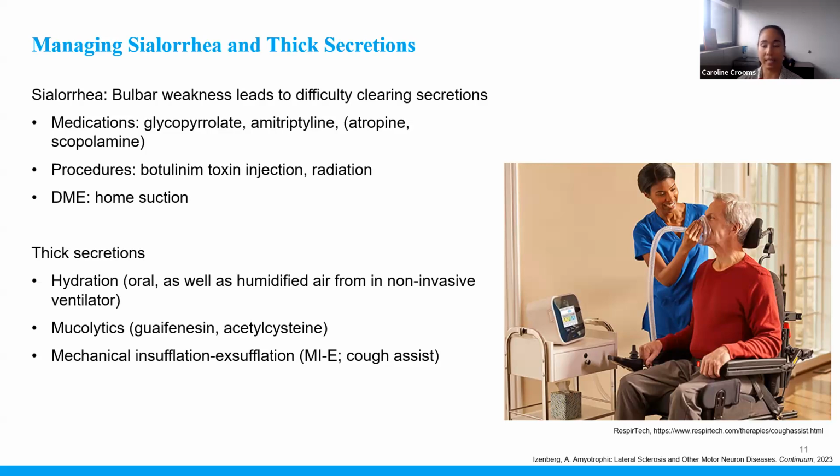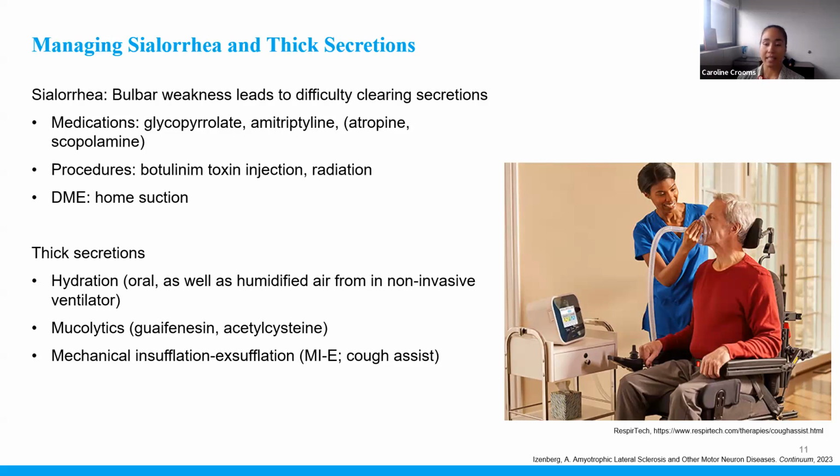Mucolytics like guaifenesin and acetylcysteine can be used. We'll commonly have people just get over-the-counter cough syrup if they're complaining of thick secretions. And then finally, what people might not be as familiar with is a mechanical insufflation-exsufflation device, also known as a cough assist. You can see it initialized as MI-E, and that's shown in the picture to the bottom right.